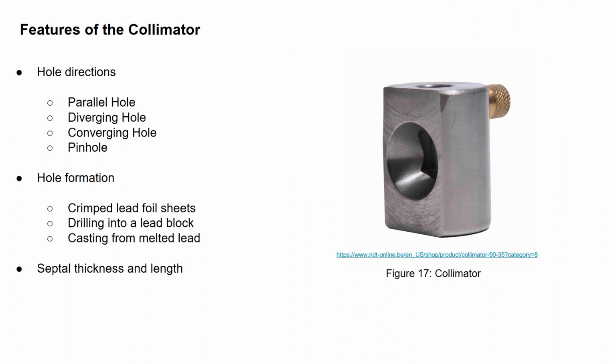Collimators have some features. They are named according to their features. According to their hole direction, there are 4 collimators. These are collimator with parallel hole, collimator with diverging hole, collimator with converging hole, and collimator with pinhole. One of the features is septal thickness and length. I will mention it in the next slides. And there are 3 formation methods to produce collimators. These are crimped lead foil sheets, drilling into a lead block, and casting from melted lead.